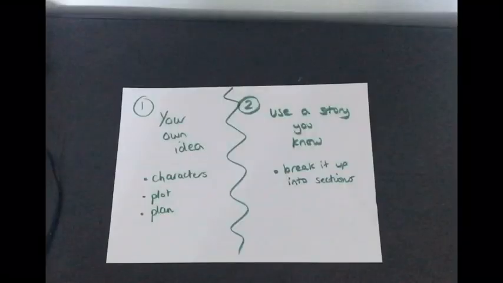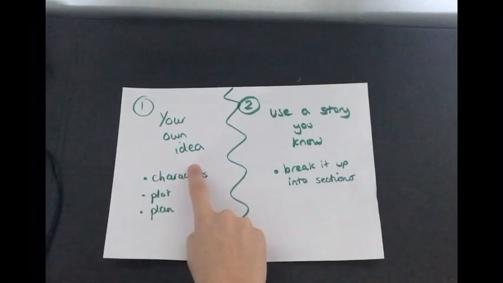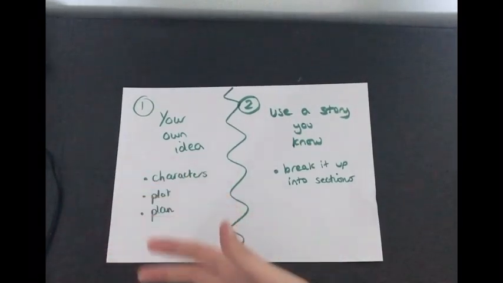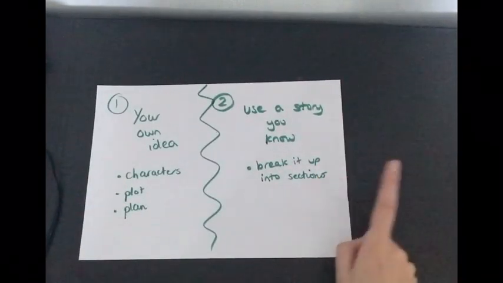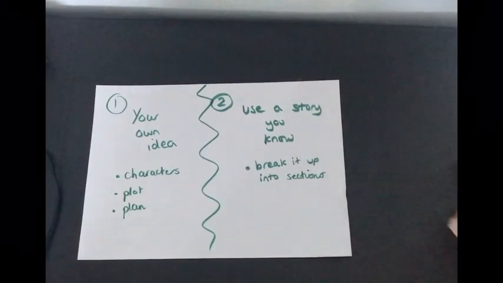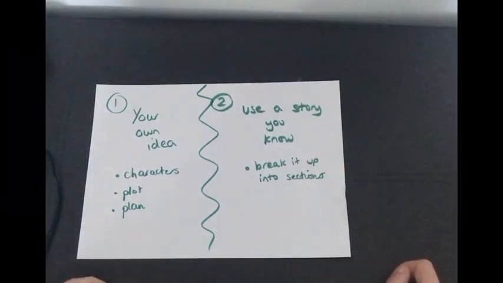We're going to have two choices today. Option one is to think of your own idea for a comic and design your characters, your plots, and make it from scratch. The second option, which I'm going to use myself today, is option two, where you use a story you know already and you turn that into a comic strip instead. So for example, using a familiar fairy tale like Jack and the Beanstalk, or a story or a film maybe you like to watch, and then breaking that into sections and turning that into your very own comic strip.